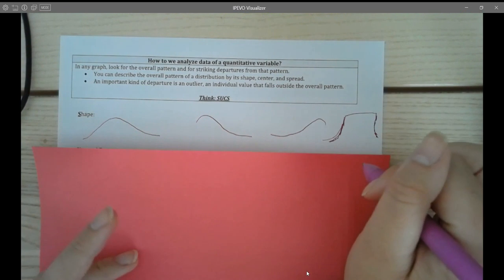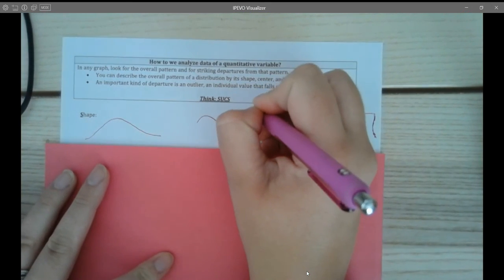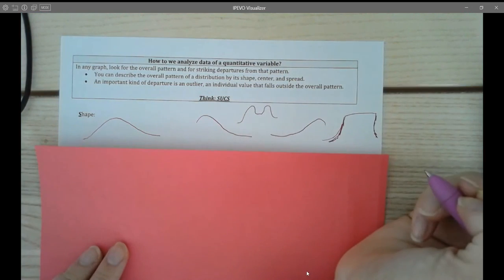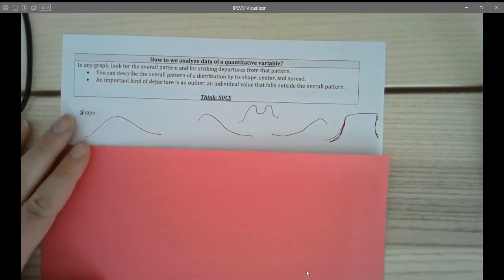There's lots of different shapes. Maybe it's a different shape than all of these. I don't know. You could just think about, maybe it's got two peaks, which is kind of like the data we had on the last page. It had a kind of weird shape like that.